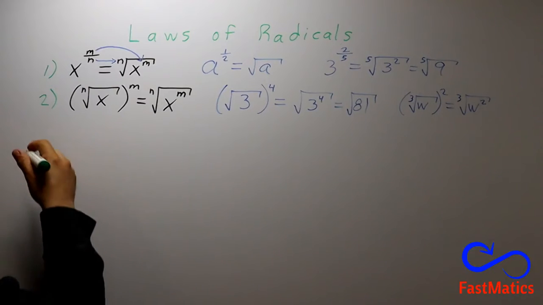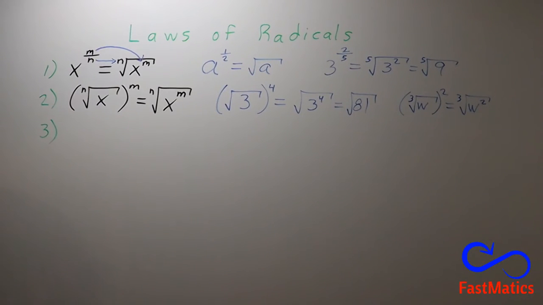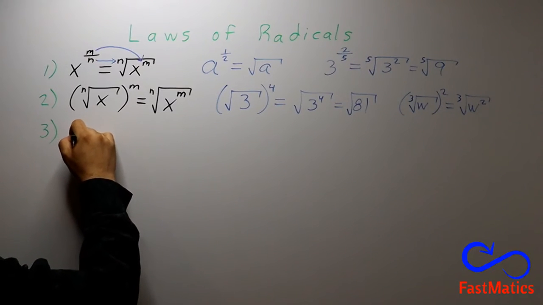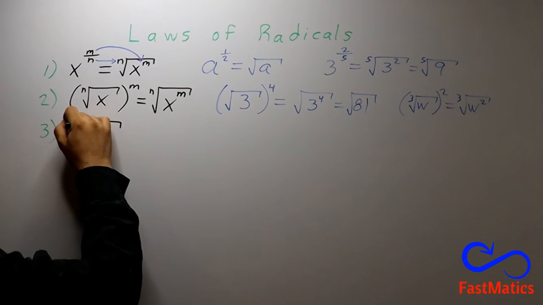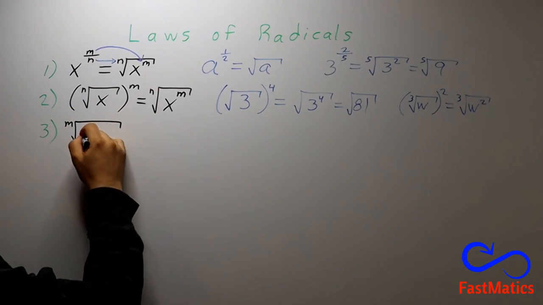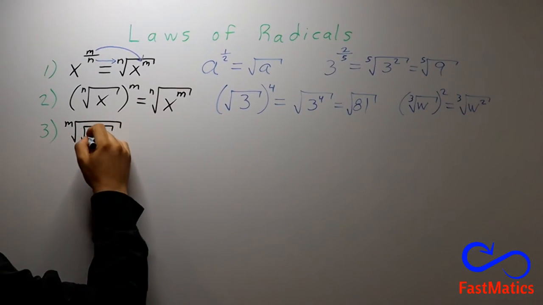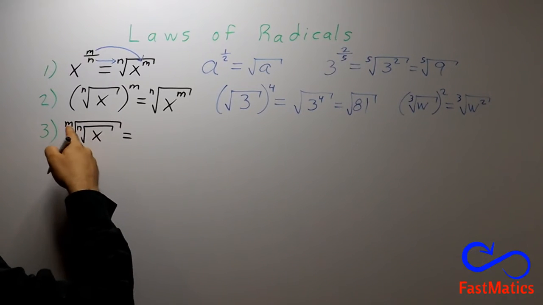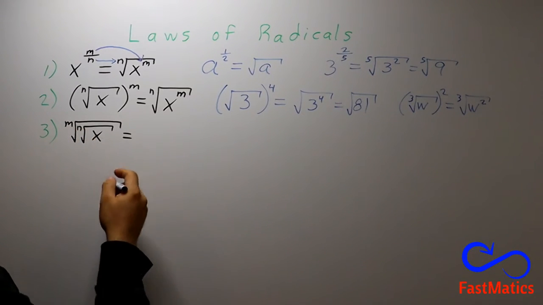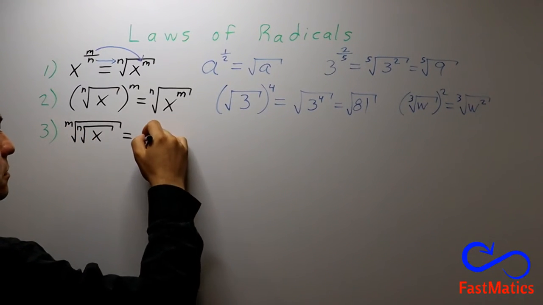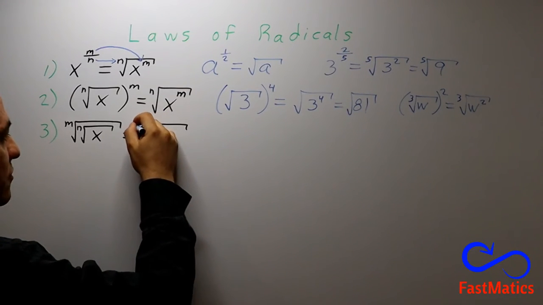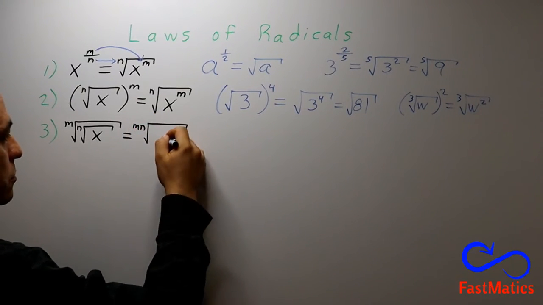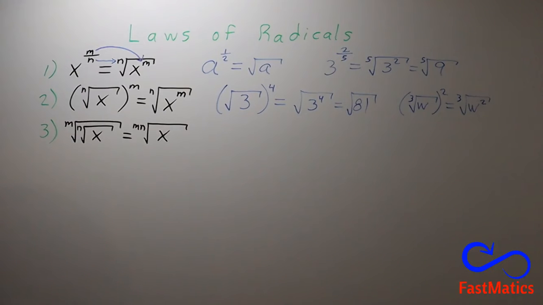The third property, if you have one type of root inside of another type of root, you are going to multiply those small numbers, the radicals. So you will have the mnth root of x.